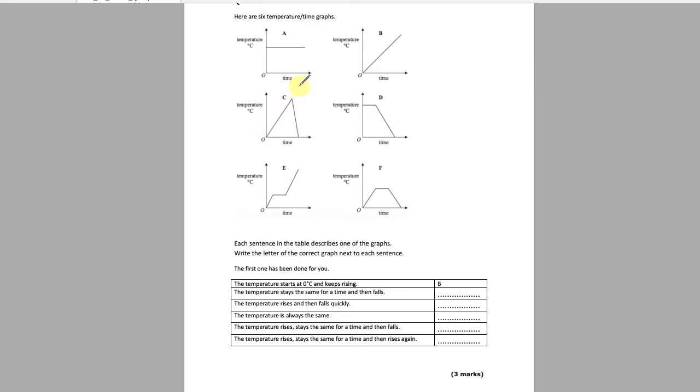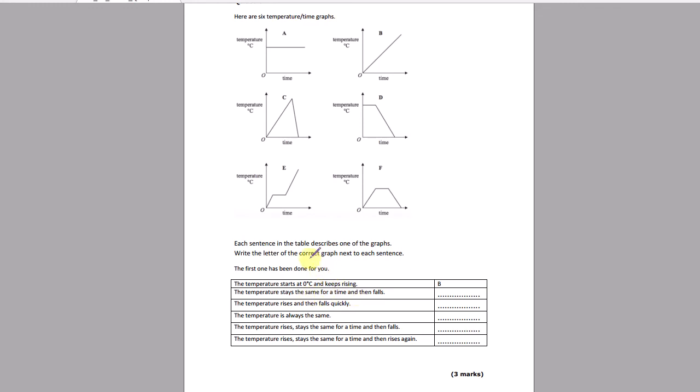So this one stops and then changes direction. This one goes up, stops, goes horizontal, and then rises again. This goes up, stops, and then falls again. The only one which continues is B. That's their answer. Temperature stays the same for a time, then falls.